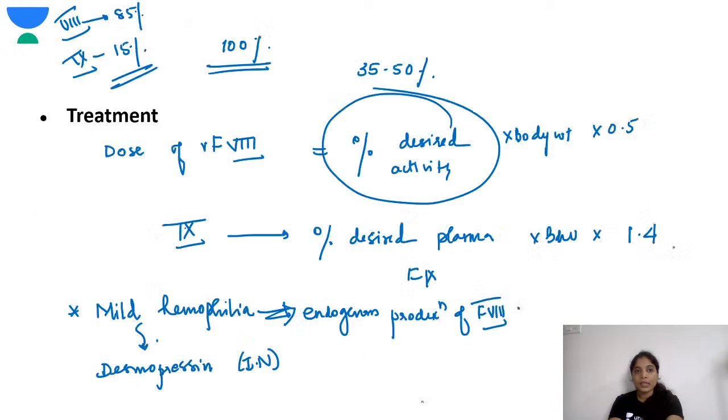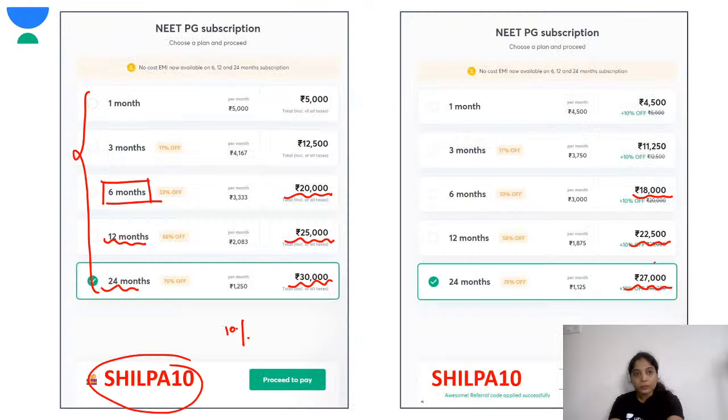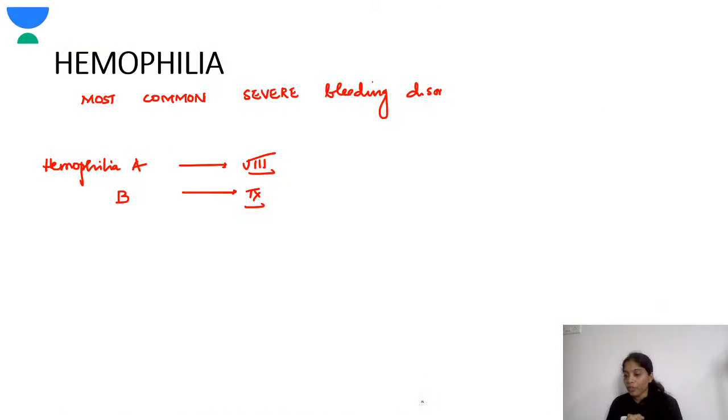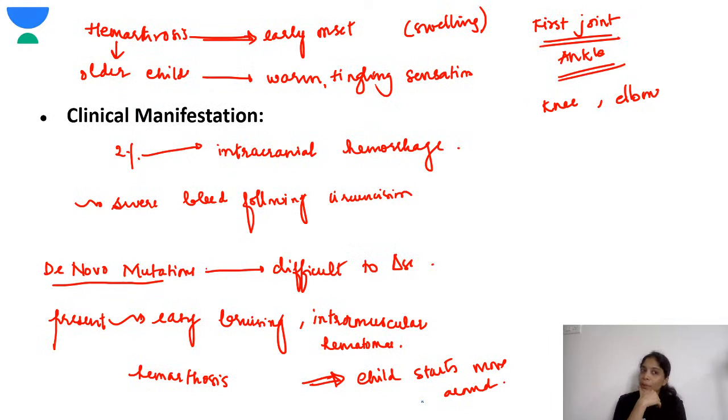Now we'll discuss today's topic. First, hemophilia. Hemophilia is the most common severe bleeding disorder. There are two types, hemophilia A and hemophilia B. Factor 8 deficiency is hemophilia A and factor 9 deficiency is hemophilia B. Now the clinical manifestation. One thing you have to know is factor 8 and factor 9 are not transmitted through the placenta. So only around 2% of newborns can present with intracranial hemorrhage at birth.